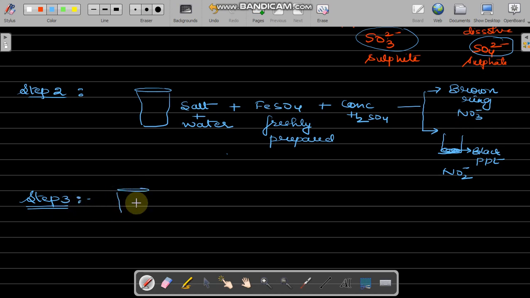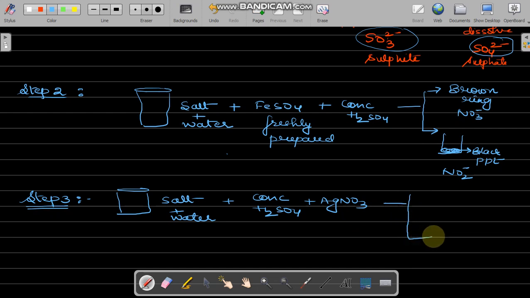Again take a dry test tube, put a salt, put water, make a solution, and then add the concentrated H2SO4 plus AgNO3. Instead of ferrous sulfate, we are putting AgNO3.